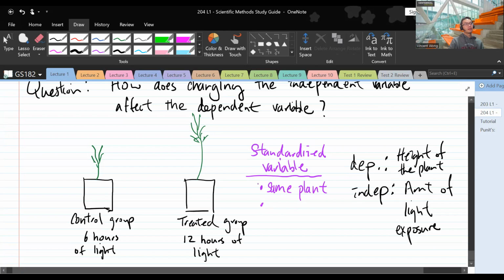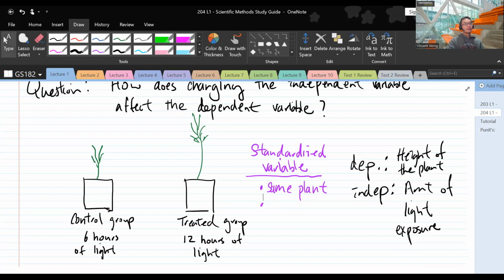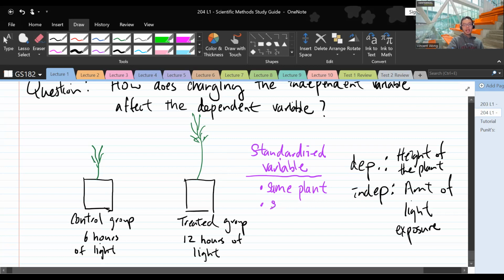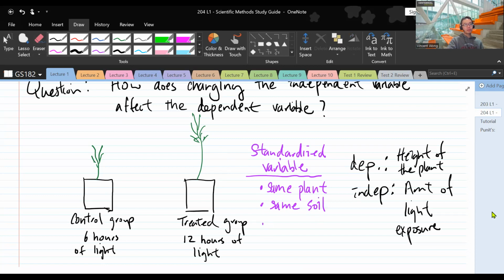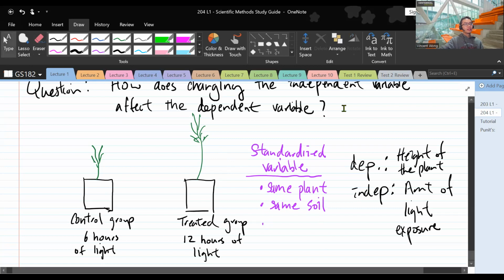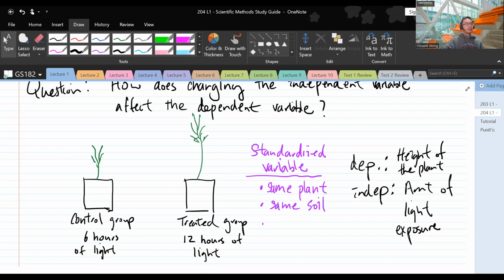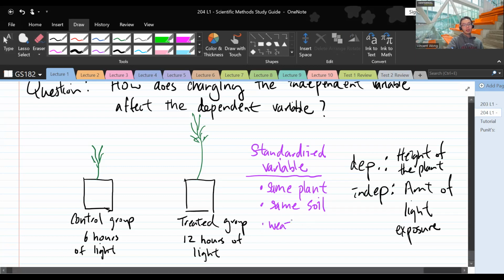Someone else? It should have the same soil component. That's right, same soil. I cannot use Miracle-Gro for one and then use another brand for the other one. Same soil. Another one, please. They should be exposed to the same atmosphere, I think. Did you say atmosphere? Weather condition. Weather condition, yes.